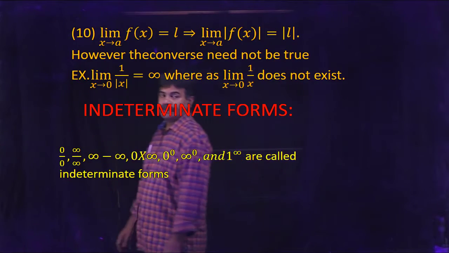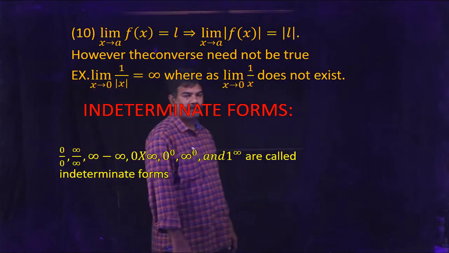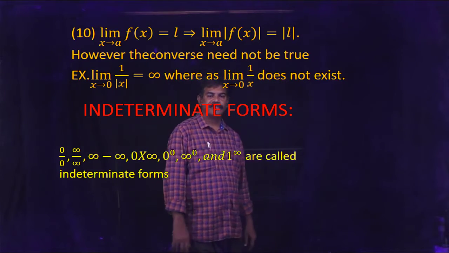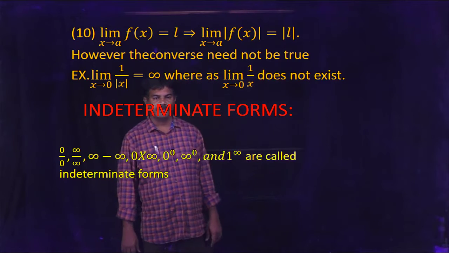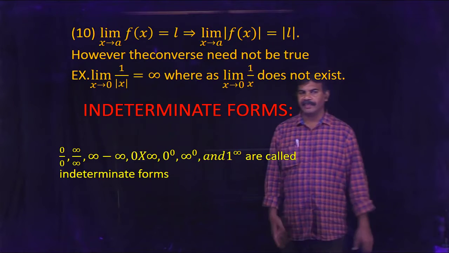And the tenth one is limit x tends to a f(x) = L implies limit x tends to a |f(x)| = |L|. However, the converse need not be true. For example, limit x tends to 0 of 1/|x| is equal to infinity, whereas limit x tends to 0 of 1/x does not exist.